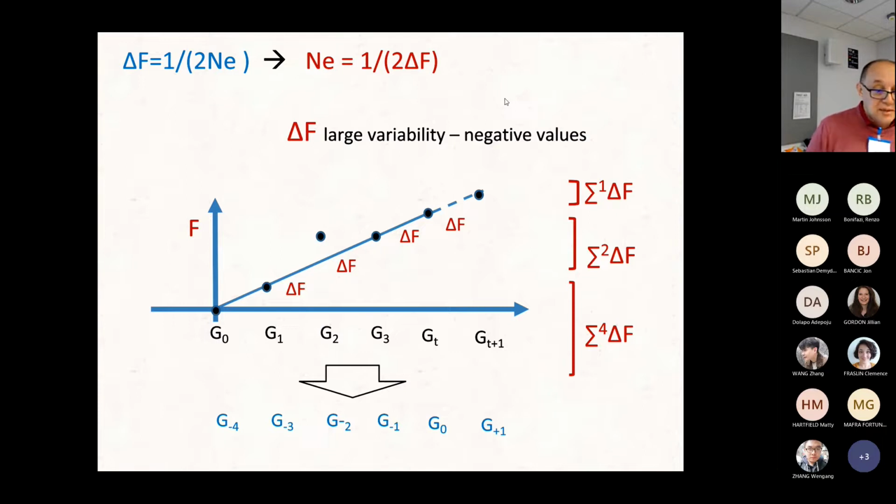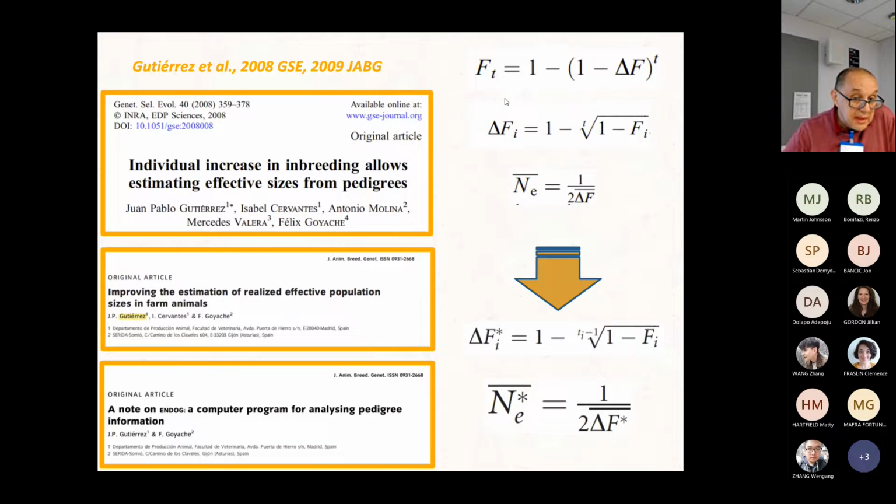Like, for example, in this example, you would see that by regression we would not really get a negative value, because in the whole period it's not likely that we would get a negative trend in inbreeding if the population is closed and under all conditions. So this is the method developed by Gutierrez. So what is the basis of his method?